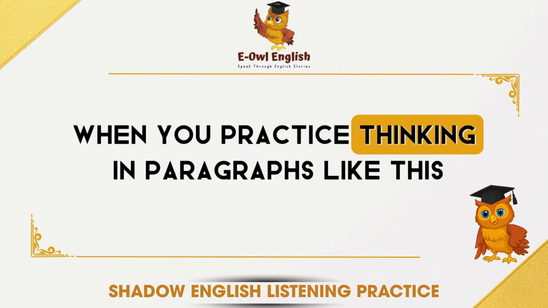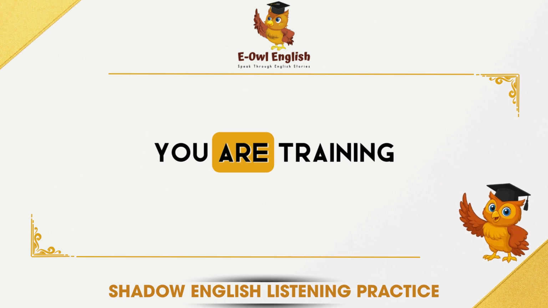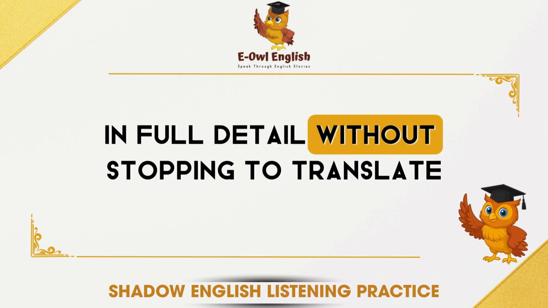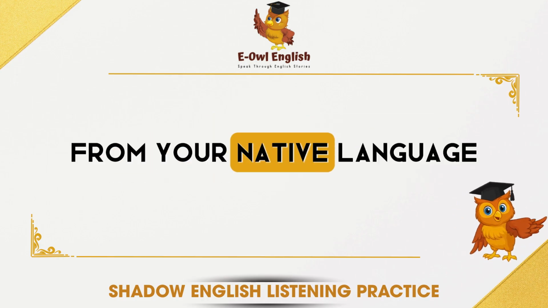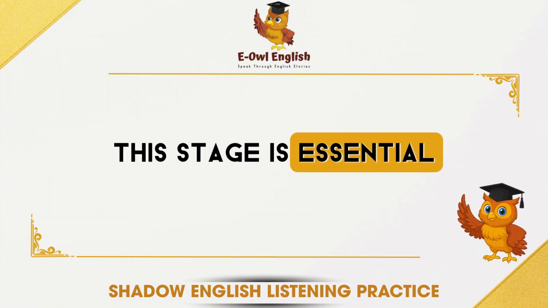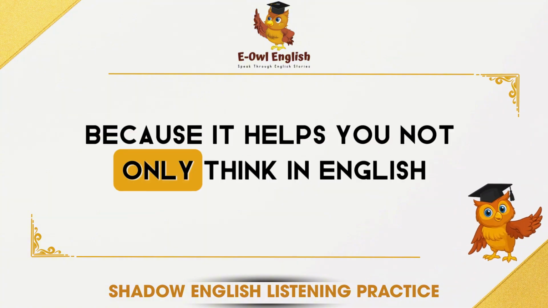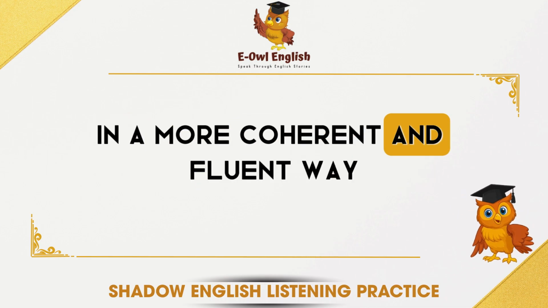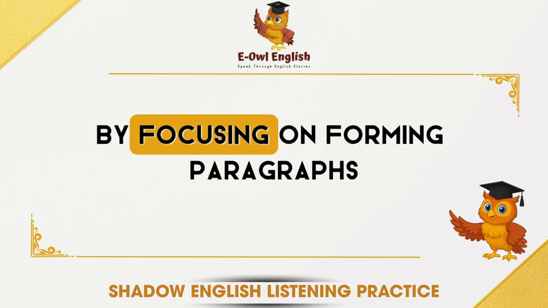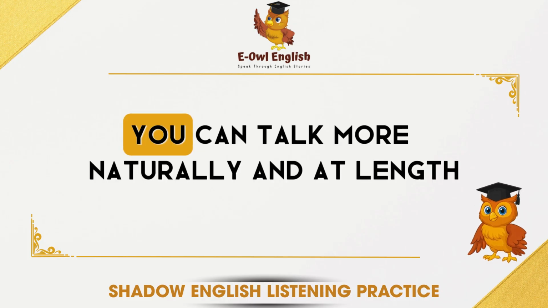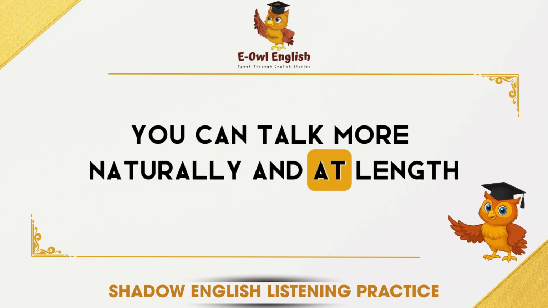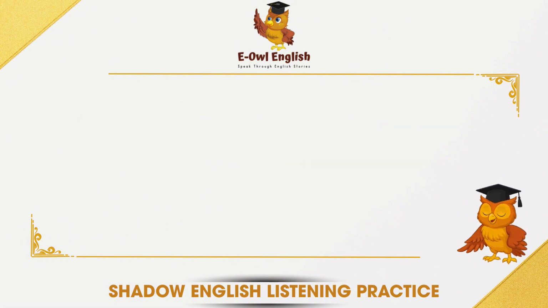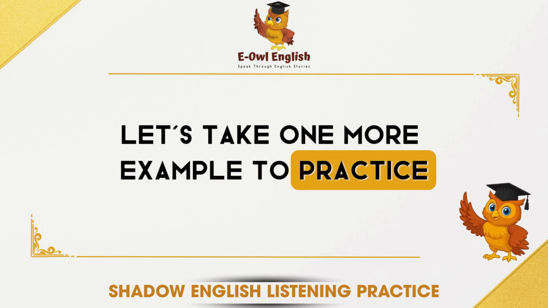When you practice thinking in paragraphs like this, you are training your brain to describe events and scenes in full detail, without stopping to translate from your native language. This stage is essential because it helps you not only think in English, but also express your thoughts in a more coherent and fluent way. By focusing on forming paragraphs, you can talk more naturally and at length, which is key when you're aiming for fluency. Let's take one more example to practice.